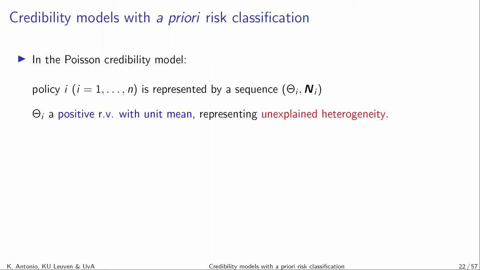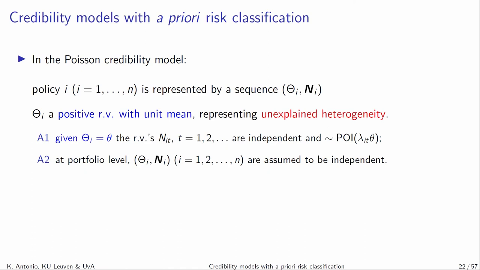We represent each contract with this sequence, where theta_i, I'm going to assume to be a positive random variable with unit mean, capturing the unexplained heterogeneity. So why do I use a positive random variable with unit mean? That's something I still have to explain. That's because of the way I'm going to use this theta in my conditional mean for my Poisson. Because what I'm going to do is assume that given that Theta_i is equal to theta, I've got a Poisson distribution with a parameter lambda_it multiplied with theta. So if I multiply with theta, that thing has to be positive, of course. Otherwise, you would get a negative mean in your Poisson. I'm going to assume it to have unit mean.